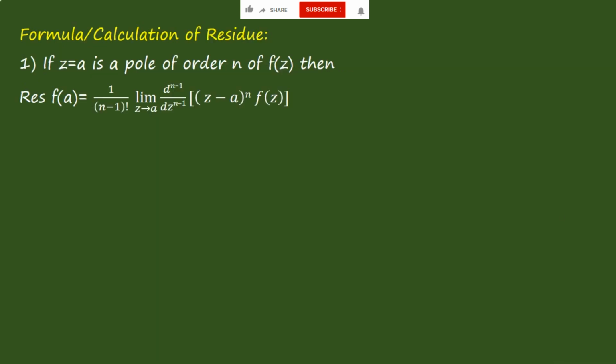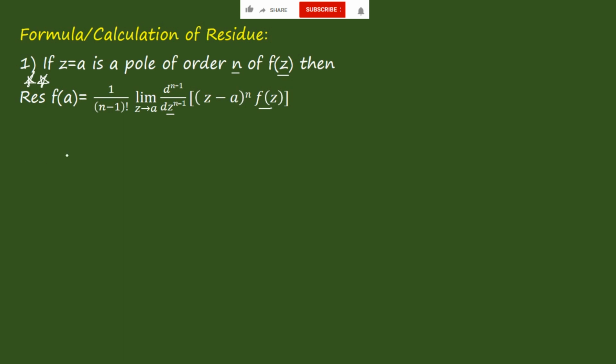Now coming to the formula for calculating residue. If z is equal to a is a pole of order n of f(z), then the residue at a is equal to 1 by (n minus 1) factorial times the limit as z tends to a of the (n minus 1)th derivative with respect to z of (z minus a) whole power n times f(z). This is a basic important formula you have to remember.